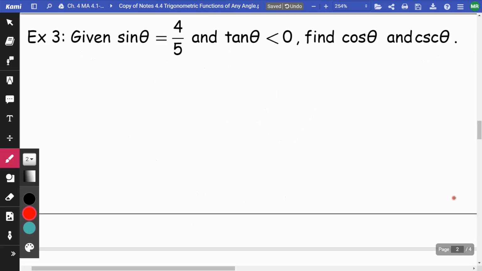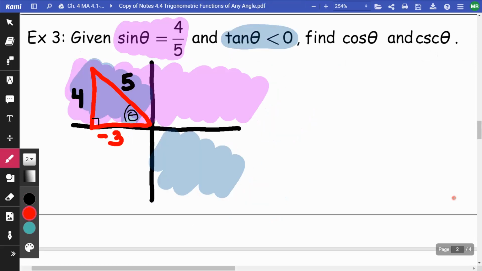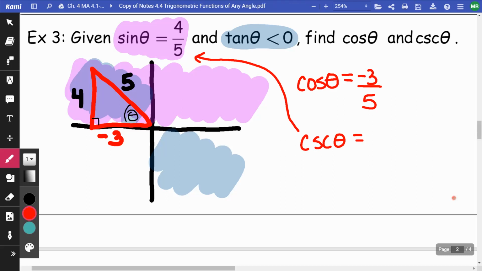So now, when I'm trying to find these answers, and I'm trying to find the cosine of theta, I'm going to do adjacent, which is -3, over hypotenuse, which is 5. Now my cosecant of theta is going to be the reciprocal of my sine. I actually already knew my sine. It was 4/5. So this is going to be 5/4. And those are my answers.